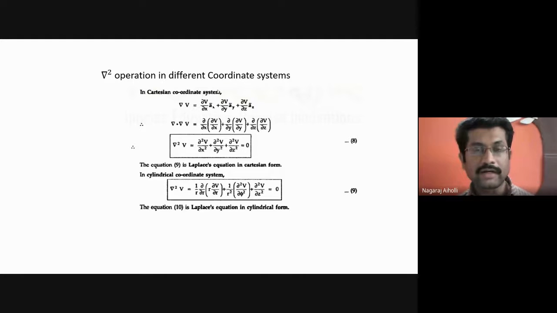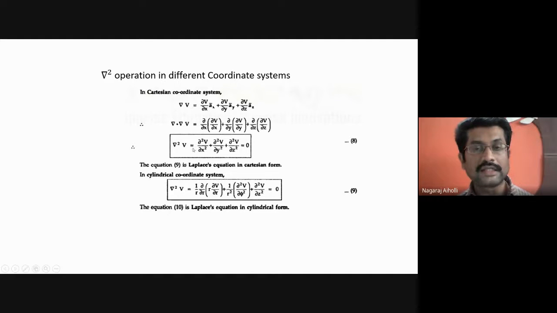If we take the dot product of del with del V, what will we get? Del is ∂/∂x ax bar, so ax bar dot ax bar will be 1: ∂/∂x of ∂V/∂x, plus the y component of del, ∂/∂y of ay bar. So ay bar dot ay bar is 1. What will remain? Plus ∂/∂y of ∂V/∂y, plus the z component. The z component of del is ∂/∂z of az bar, and the z component of del V is ∂V/∂z az bar. So az bar dot az bar will be 1, and ∂/∂z of ∂V/∂z. This is what we will get for del dot del V.